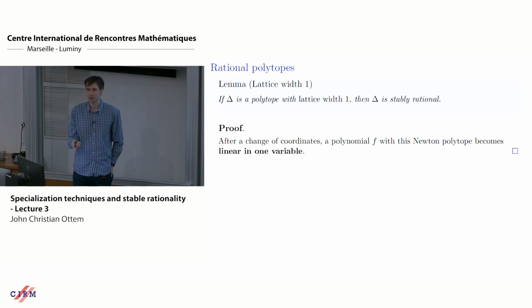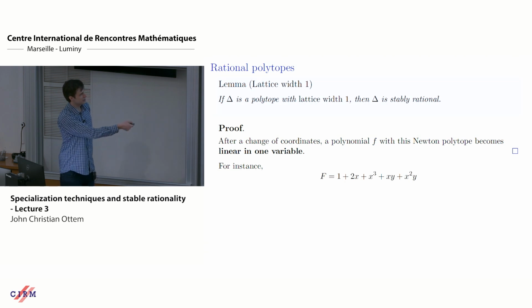If you take a hypersurface which is linear in one variable, you can just solve the equation. So it's not an irrational polytope, or it's not an irrational hypersurface. So for instance, we could take this polynomial here. We look at the zero set of that polynomial.